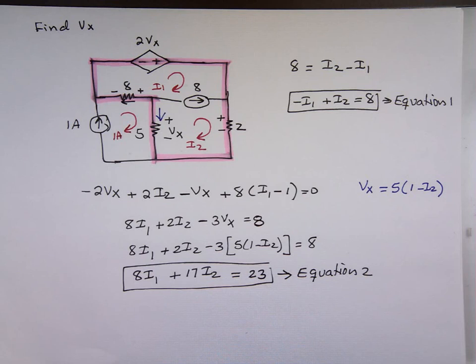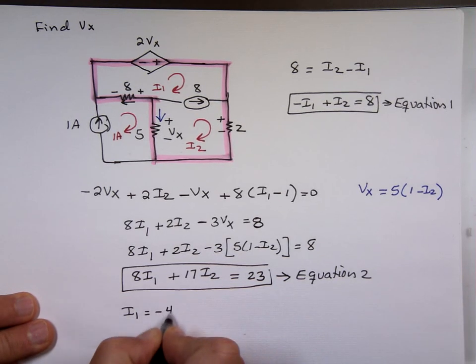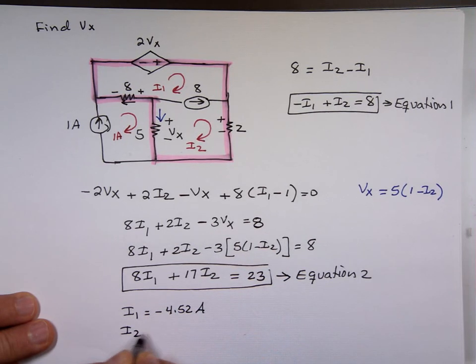Now I'll go to my calculator here. Simultaneous equations, I got 2 of them. The coefficients: negative 1, 1, and the answer is 8. The second one, 8, 17, and the answer is 23. Solve that. I sub 1 is equal to negative 4.52 amps, and I sub 2 is equal to 3.48 amps.